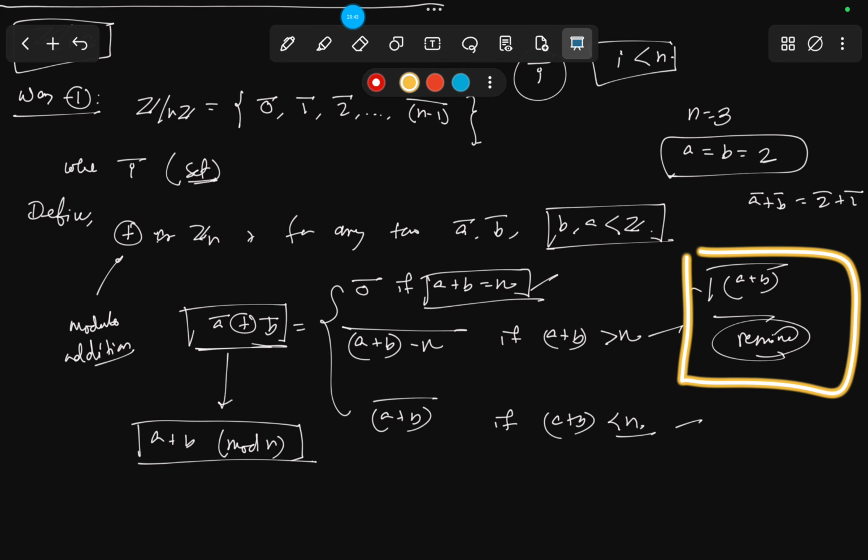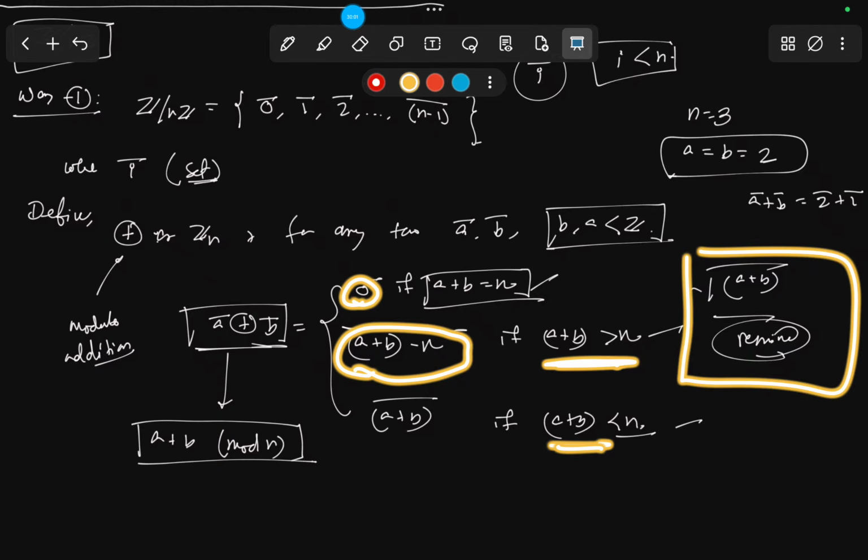Okay, because you see that whenever A plus B is larger than n, if you divide A plus B with n, this is your remainder. A plus B minus n is going to be the remainder. If your A plus B is n, then if you divide A plus B with n, you are going to get remainder 0.